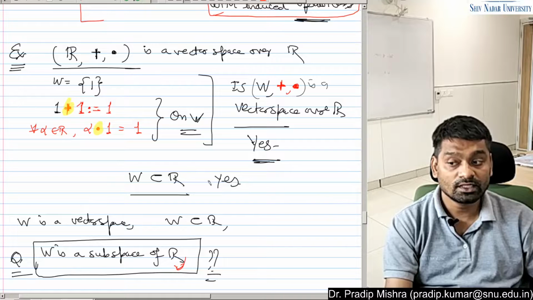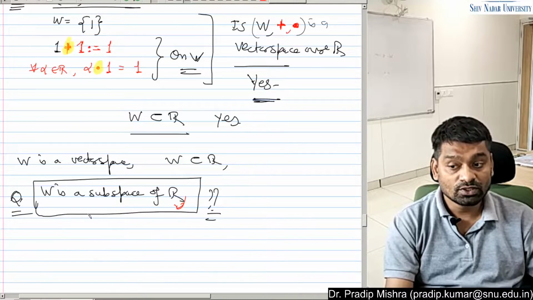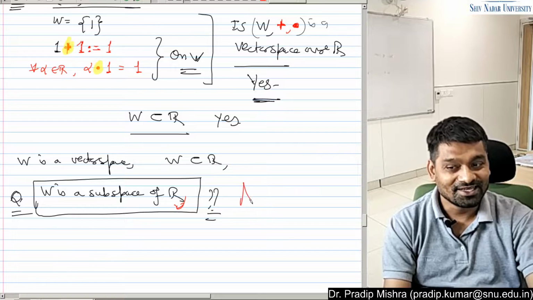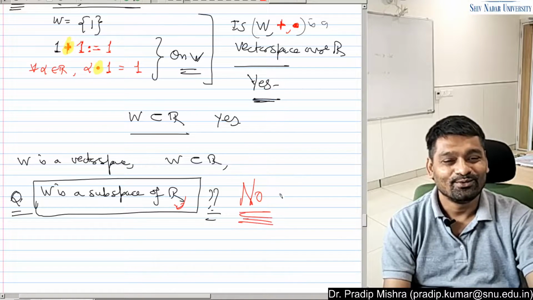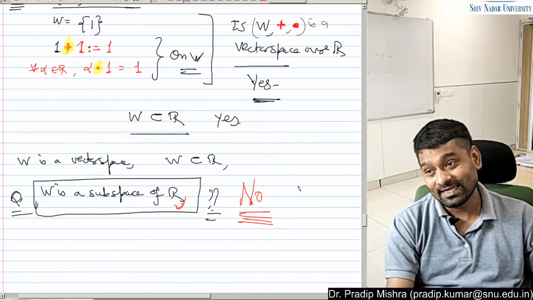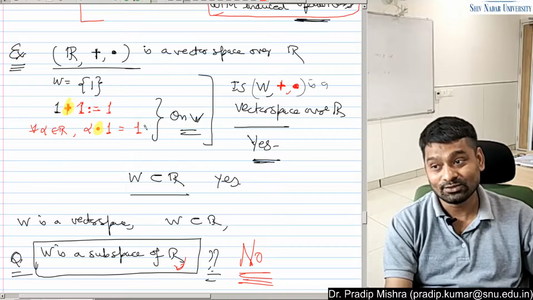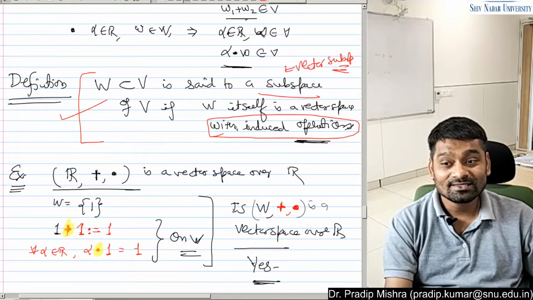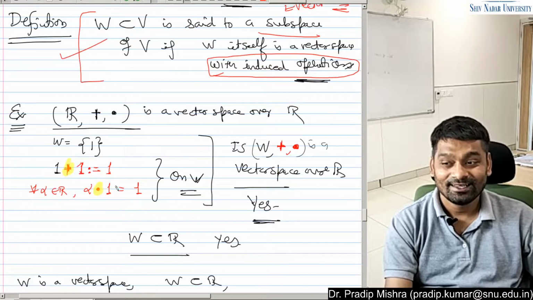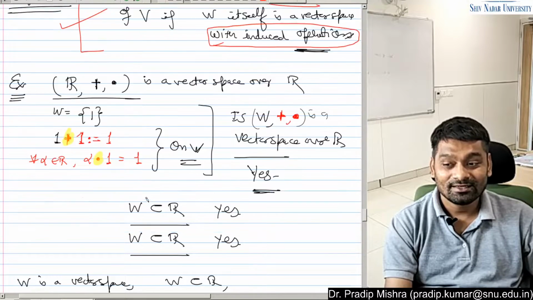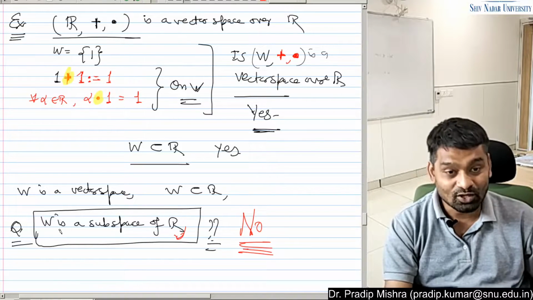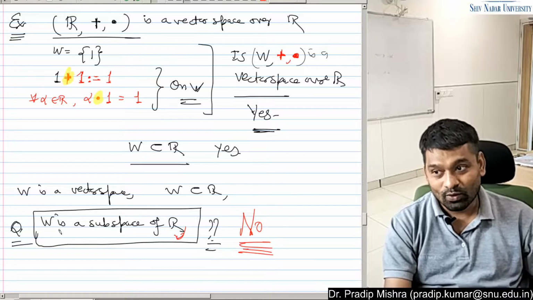We have proved W is a vector space. So now the answer to this question is, what do you feel? Yes? No? Answer is no. Why is the answer no? Because W is a vector space, that's okay. But vector space with respect to the induced operation or not? No, this operation is not induced. So we have to check whether W is a vector space in the induced operation or not. Just check it.